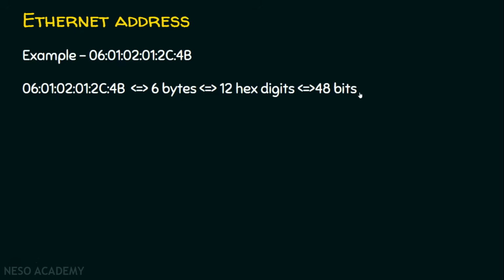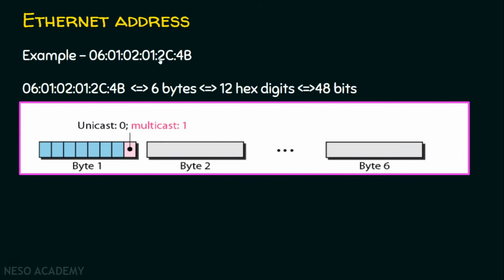Why do we need to exclusively focus on the Ethernet address? The reason is, this Ethernet address decides whether it is a unicast address, a multicast address or a broadcast address. So how many bytes do we have in the Ethernet address? We have 6 bytes. Byte 1, byte 2, byte 3, byte 4, byte 5, and the last byte, byte 6.